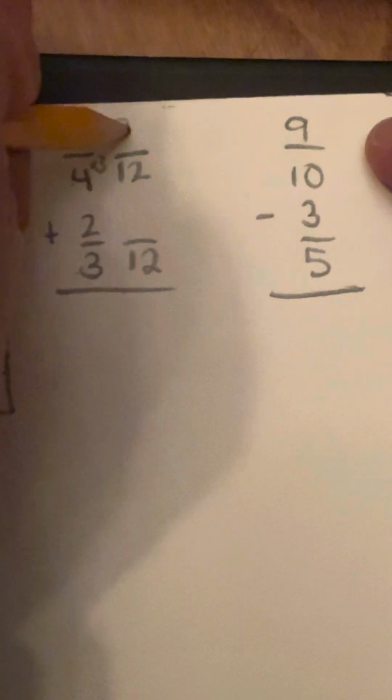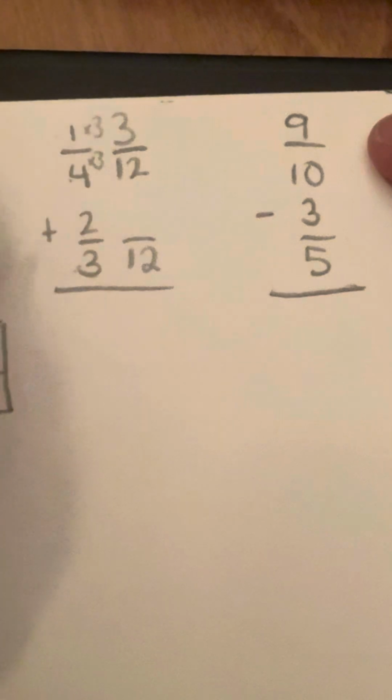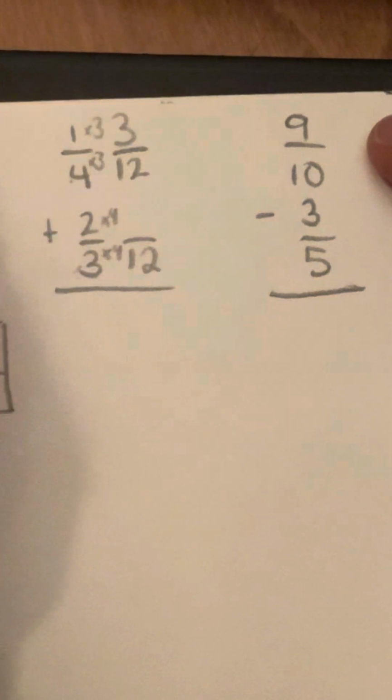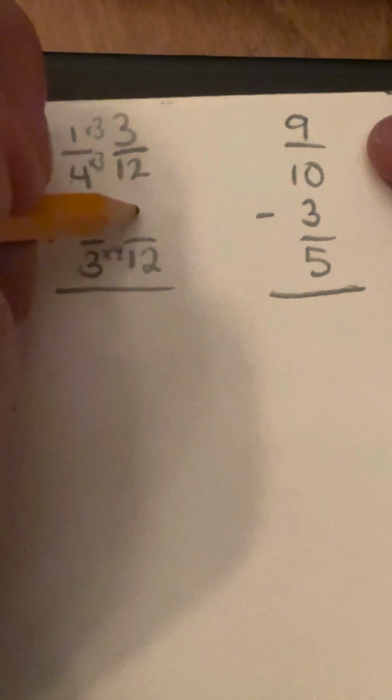1 times 3 will give me 3. Down here, we're going to do the same thing. So what do we multiply times 3 to get me 12? The answer would be 4. So we're going to multiply the top as well by 4. 2 times 4 is 8.